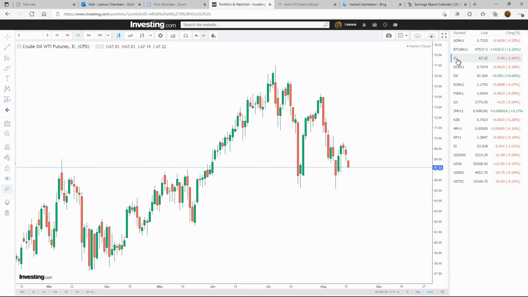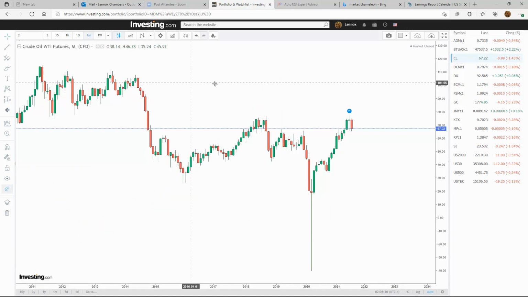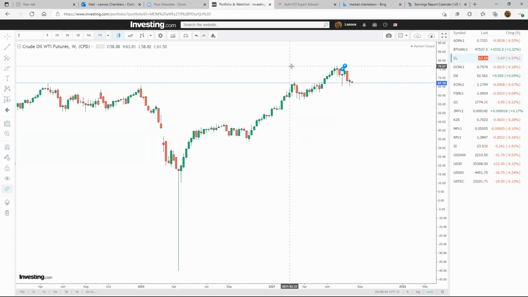Crude oil, on the monthly. So crude oil, huge spike up, could not break this resistance. Okay, so very, very strong resistance here. So it's pulling back. Is it a pullback that will take us back down? Doesn't look so. It looks like we're going to make another assault at that high.